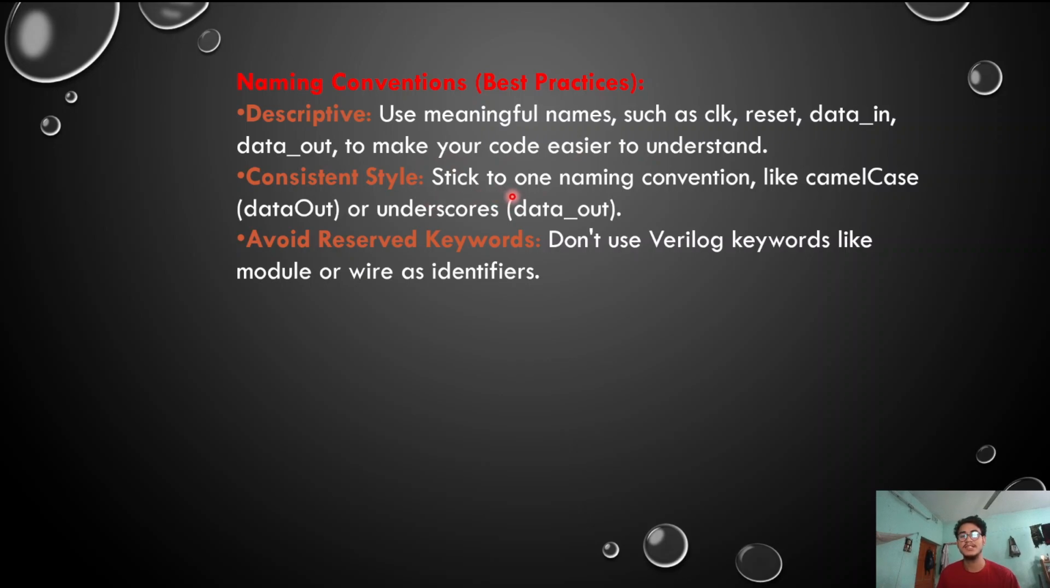Consistent style. Stick to one naming convention, like camel case, such as dataOut. The 2 different words are separated by putting the first letter of out capital, or we can use underscore between 2 words, such as data underscore out. Avoid reserved keywords. We must avoid keywords as the name of our identifiers.